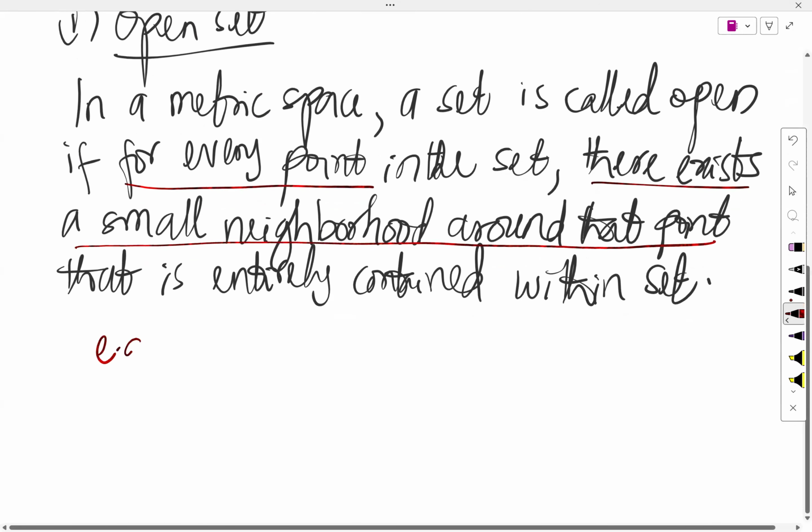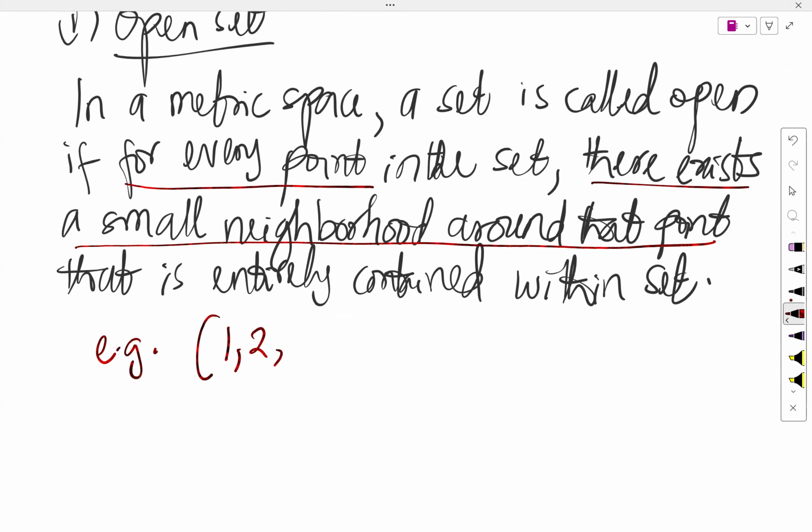A very good example of an open set would be this: we have (1, 5). If we are focusing on just the integers, this kind of bracket tells you that it's an open set, meaning that the values 1 and 5 are not included in the set. So the elements of this set are simply 2, 3, and 4.